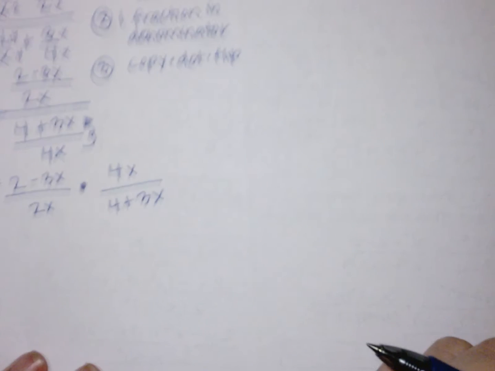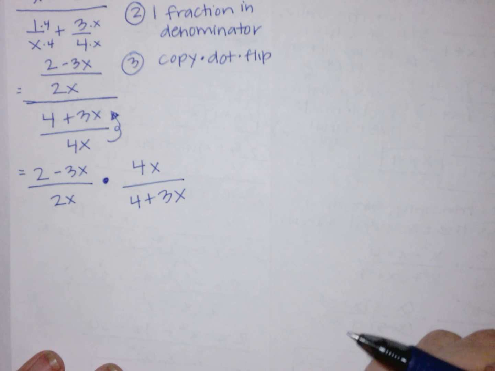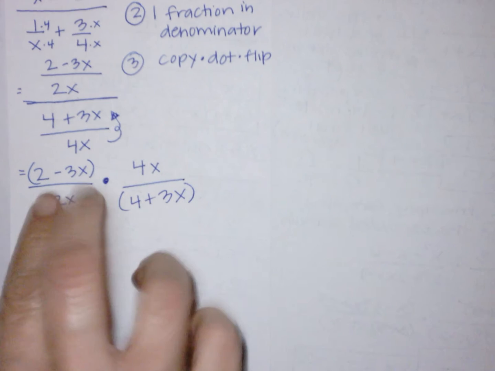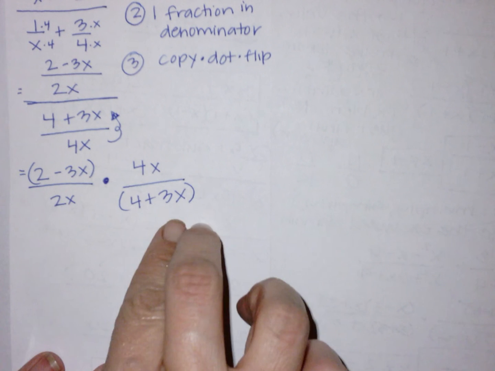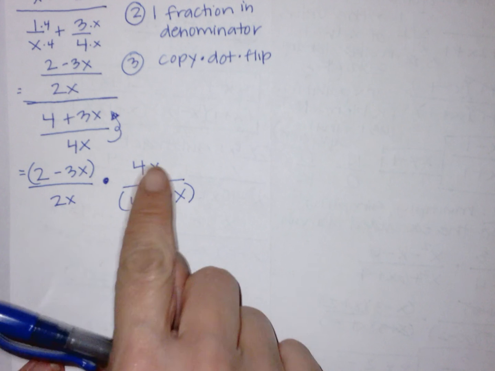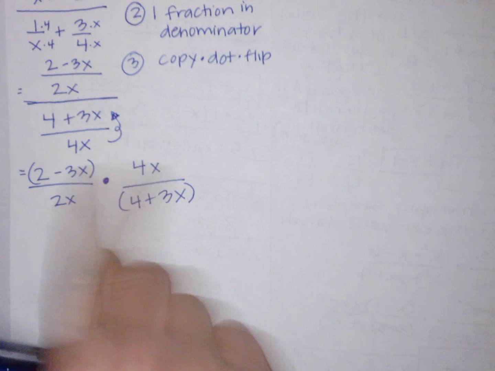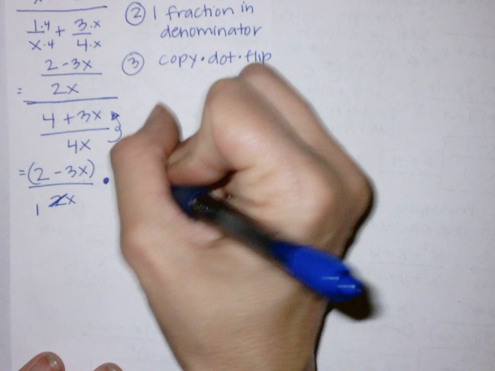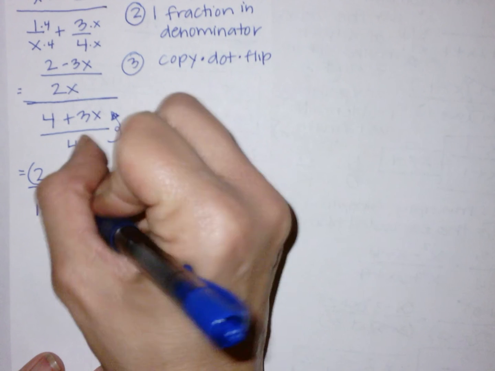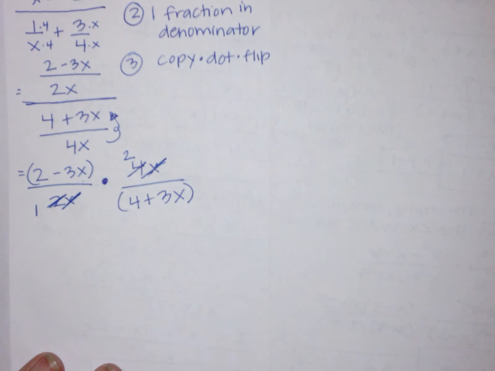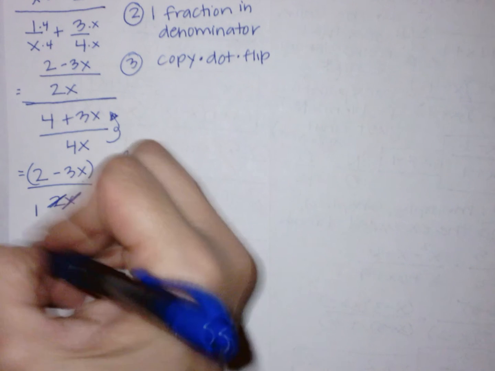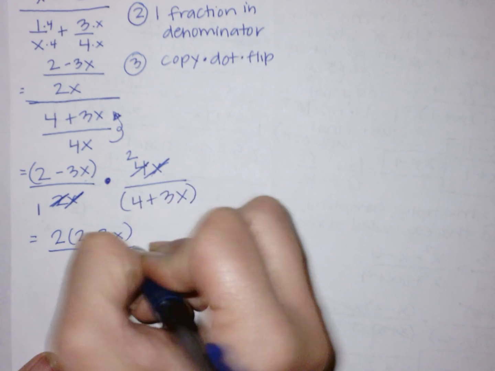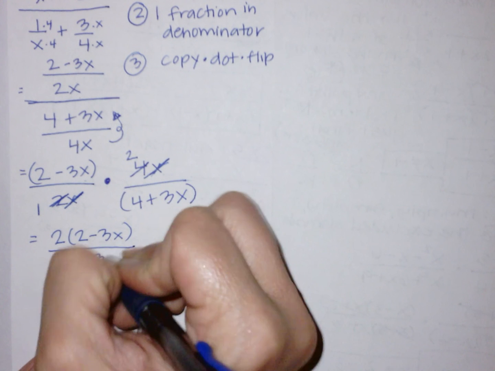So what do you do at this point? At this point you need to reduce. So you're looking for common factors. Right away these are binomials because they're separated by pluses and minuses, so I'm grouping those together, but these are all common factors right here. So 2 goes into 2 once and 2 goes into 4 twice, and then x and x reduce because x divided by x is 1. So I get 2 times 2 minus 3x all over 4 plus 3x.